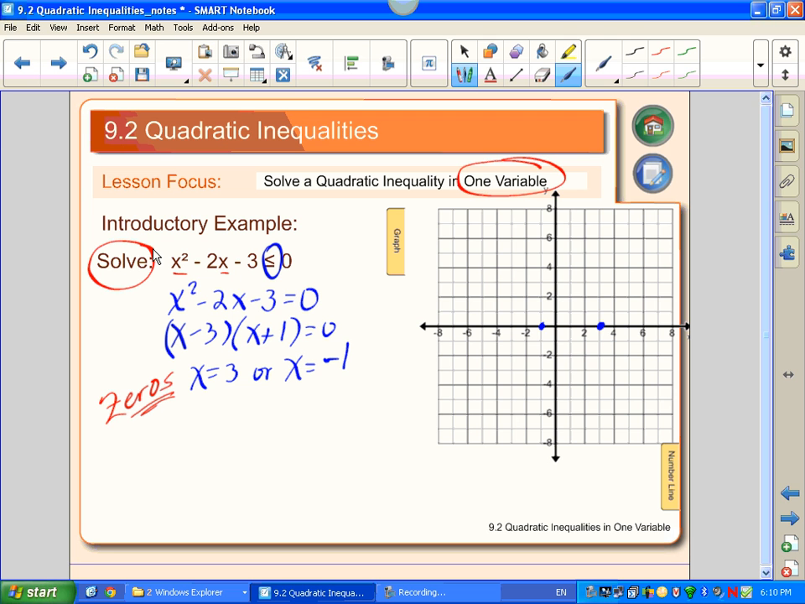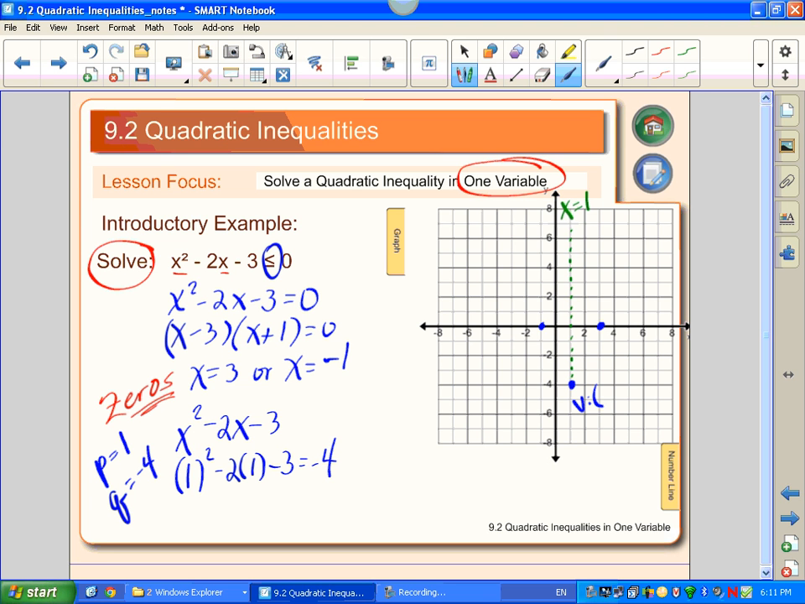We can tell right from the graph that we have an axis of symmetry right here. So our axis of symmetry is at x is equal to 1. What does that tell us? Well, that tells us our p-value. So we know that p is 1. Now, I don't memorize my q value. What I do is I substitute my p into my equation, and I get negative 4. That tells me my q is at negative 4. So this is my vertex. My vertex is the point (1, -4).